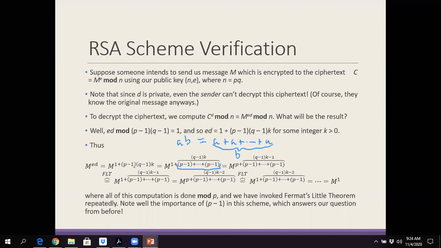B times, yes? And that's exactly the same thing that I'm doing here. I say I have P minus 1 times Q minus 1 times K. That's the same thing as P minus 1 plus P minus 1 plus P minus 1, a total of Q minus 1 times K times. Yeah? Now, you might say to yourself, why does that matter?